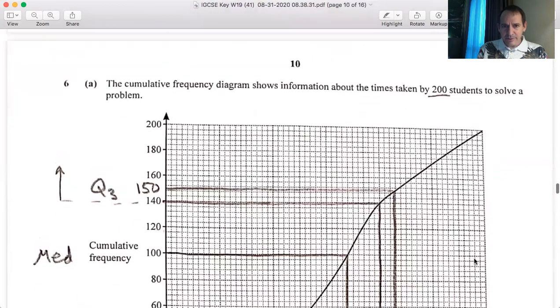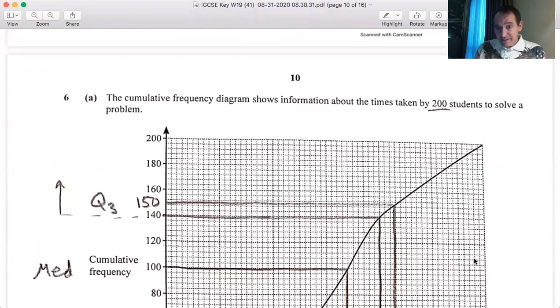Moving on here, we have a cumulative frequency diagram. It shows information about times taken by 200 students to solve a problem.